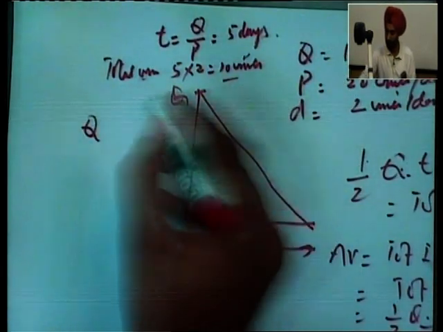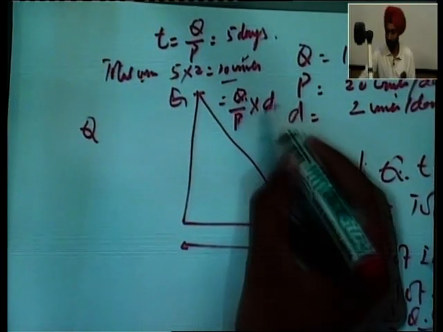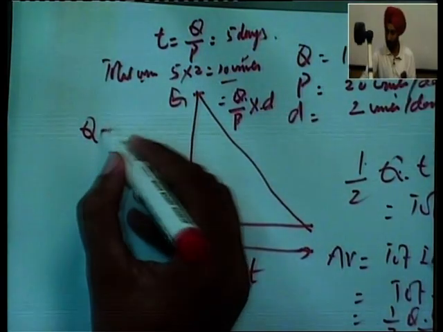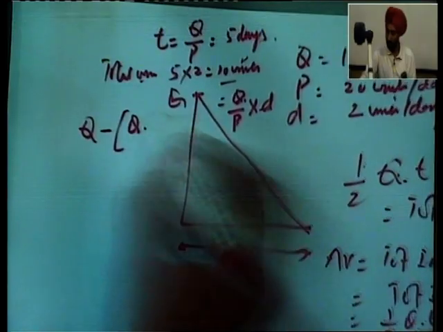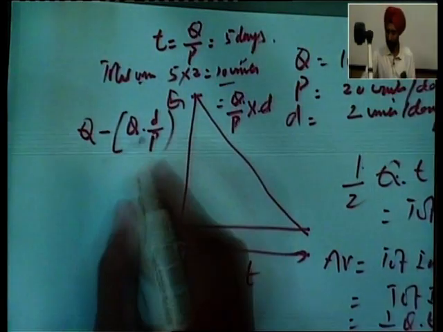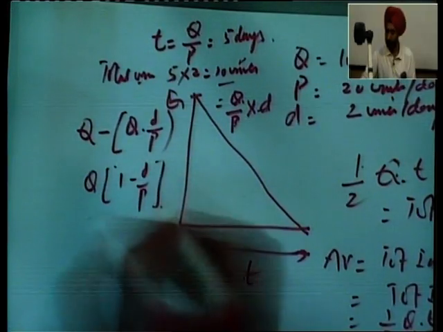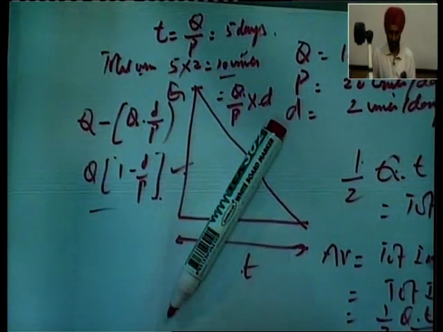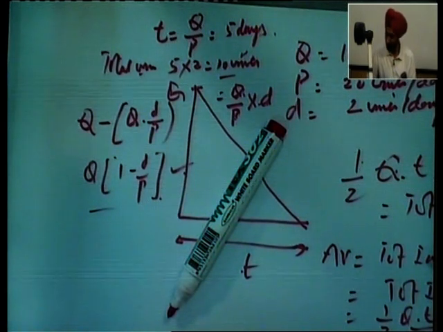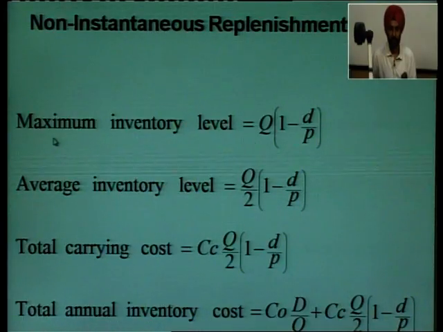Now basically total consumption here is Q by P into D. Q by P time हो गया, into D daily demand होगी. So this will be Q minus Q into D by P. So this will be Q, okay, 1 minus D by P. So that will be the case here, it will be the maximum inventory in that case, just like this. Okay. So this is the maximum inventory.